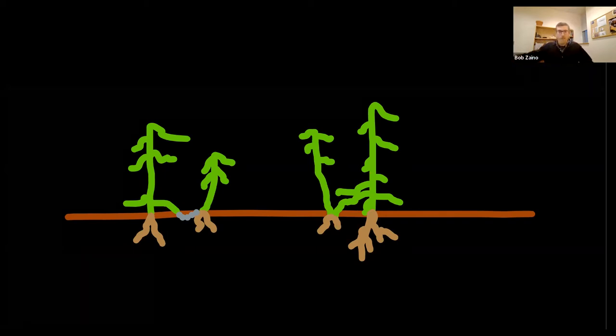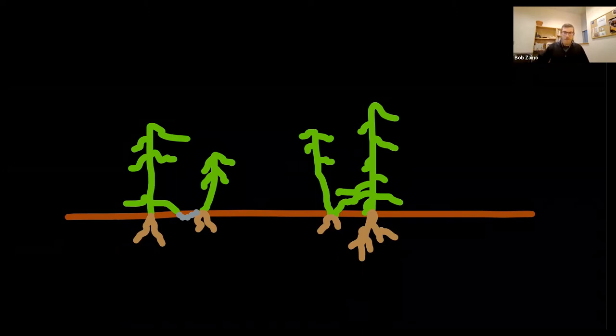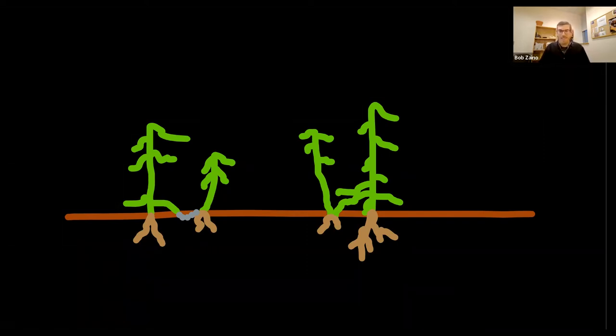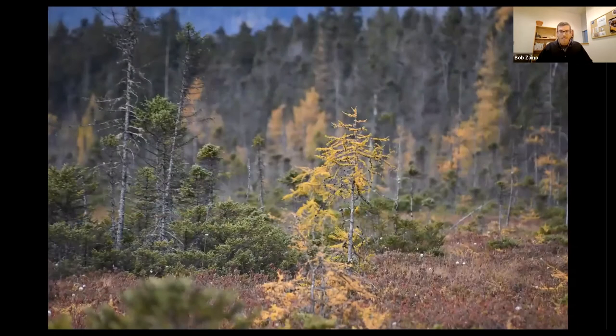So the actual number of rings on a tree might not really indicate the age of the tree or how long that genetic individual has been alive. And I guess we could quibble over whether this is the same tree or a different tree, but from the passing on the genes perspective, it's made it 9,000 years.